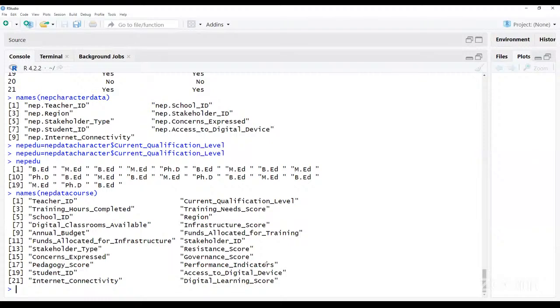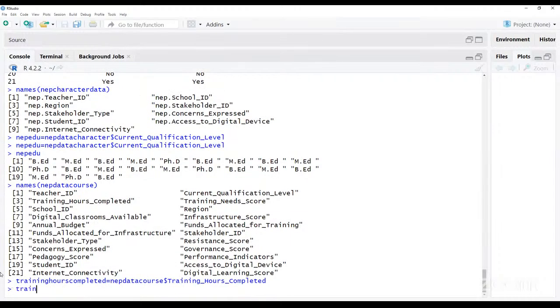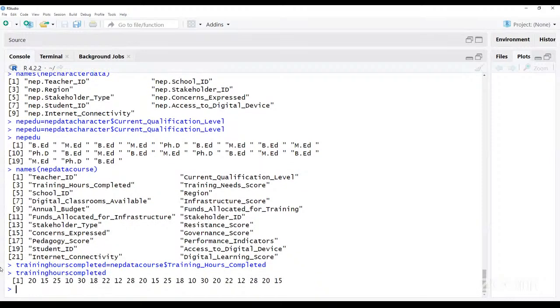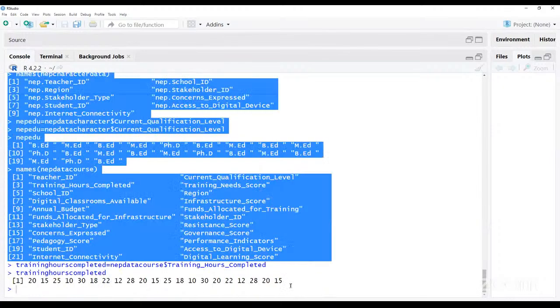Now the next thing. In the assignment also we have asked you to extract the data. So I'm asking you to extract this particular data. First you have to check the names of the main data, then training hours completed. Here you will make one vector, training hours completed, NEP data course, dollar, and then training hours completed. In this way, you will extract the data. So this particular code you have to write. In this way, you complete it for the other variables.